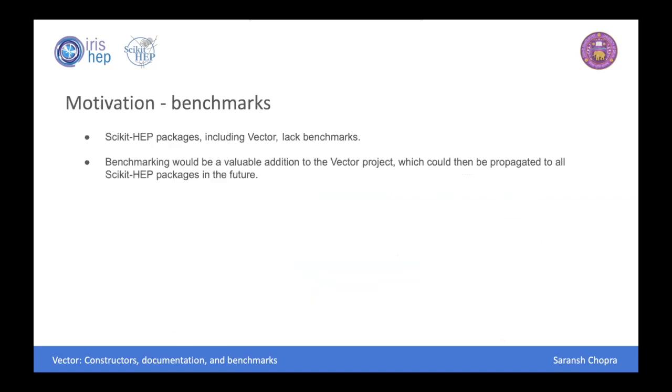The last goal was benchmarks, and the motivation for this was that scikit-hep packages including vector lack benchmarks. Benchmarking Python libraries is something that is picking up right now, and a lot of libraries are adopting ASV, or airspeed velocity, and that is what we are planning to use for vector. Benchmarking would be a valuable addition to the vector project, which could then be propagated to other scikit-hep packages in the future.